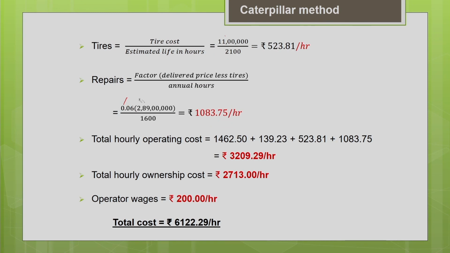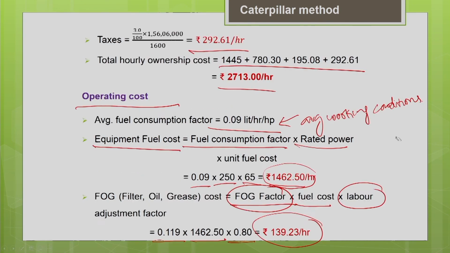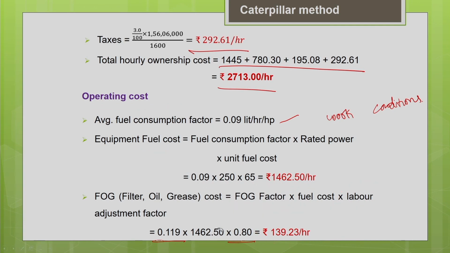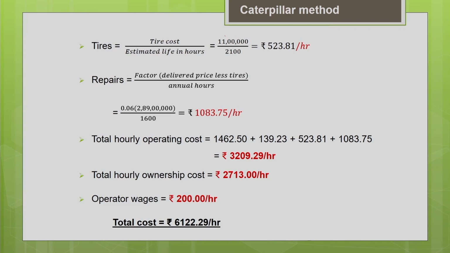What are the different operating cost components we have estimated so far? The equipment fuel cost we have estimated, the FOG cost we have estimated, we are going to add that. Then the tire cost we have estimated, 523.81, and the repair cost we have estimated, 1083.75. Add everything and you will get the total operating cost as rupees 3209.29 per hour.